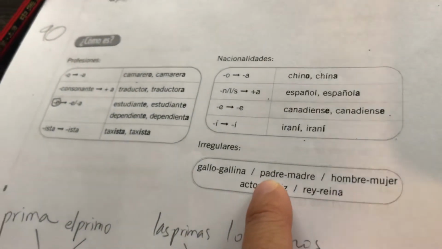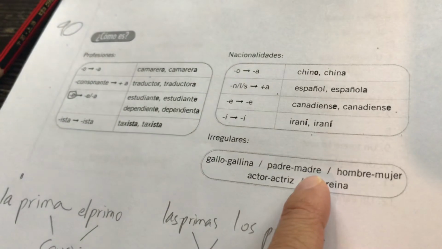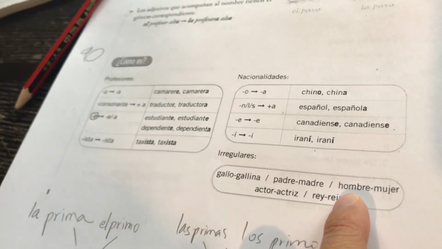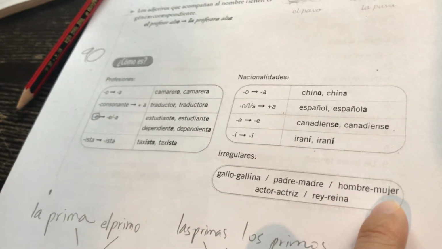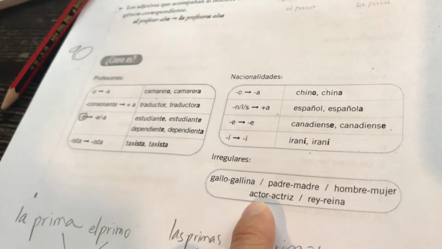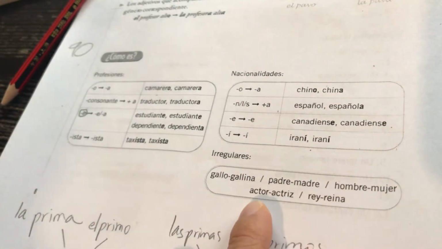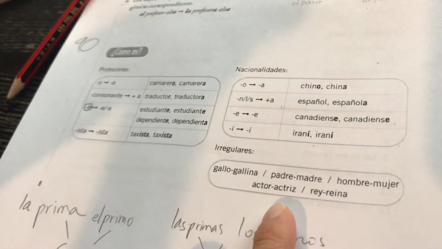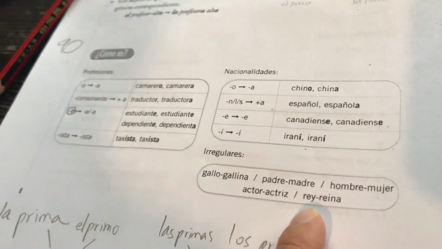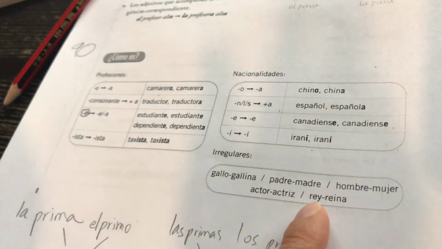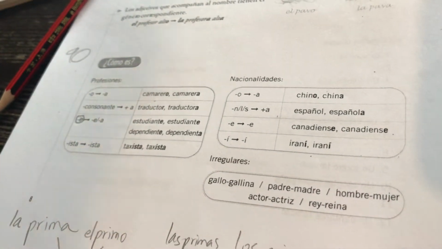Okay, here, what's that? Padre, madre. You know what it is? Papi and mama. And this one? Hombre, mujer. It's a man and woman. Right, and then here? Actor, actriz. Actor and actress. Very good. Actor and actress are both like in English, like a boy and girl. Right. Rey, reina. King and queen. Very good.